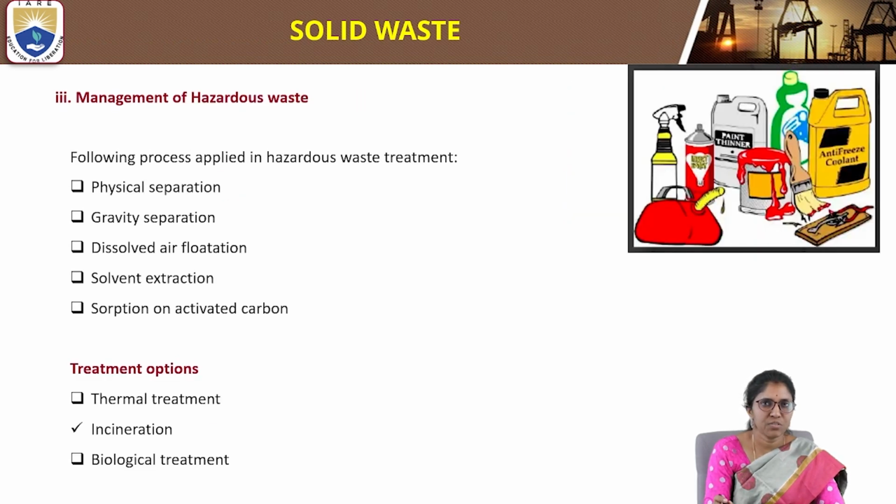Next is management of hazardous waste. Some processes applied in hazardous waste treatment are physical separation, gravity separation, dissolved air flotation, solvent extraction and sorption on activated carbon. Other treatment options are thermal treatment, that is incineration, and biological treatment. By using these two treatments, we can manage hazardous waste.